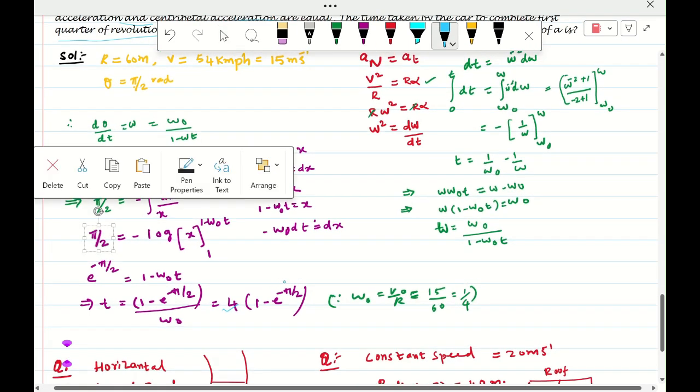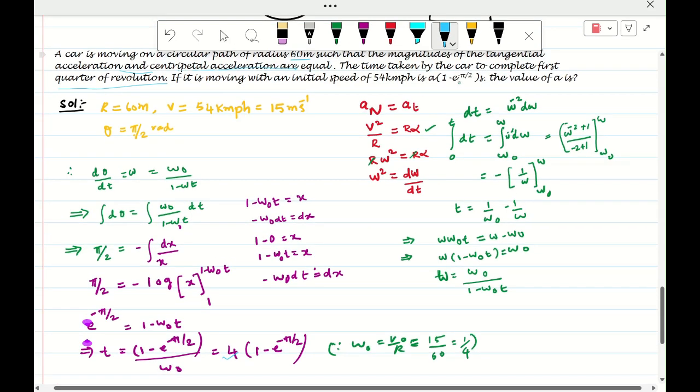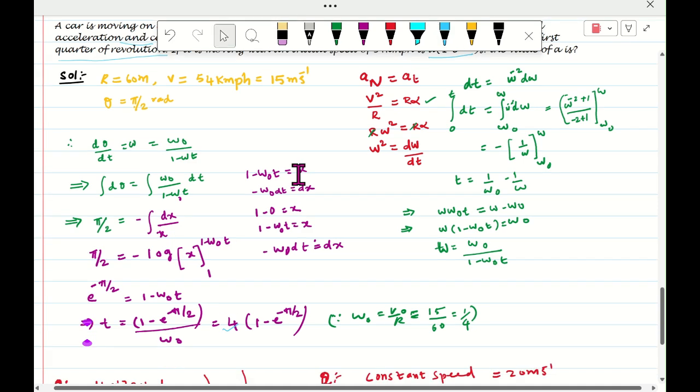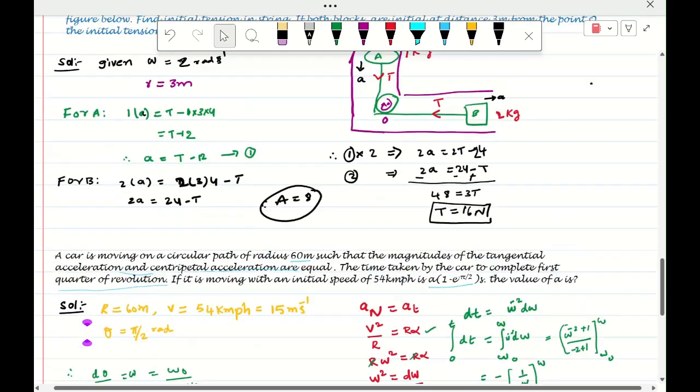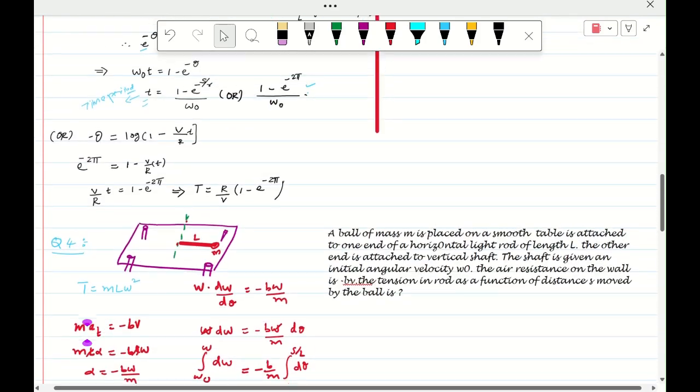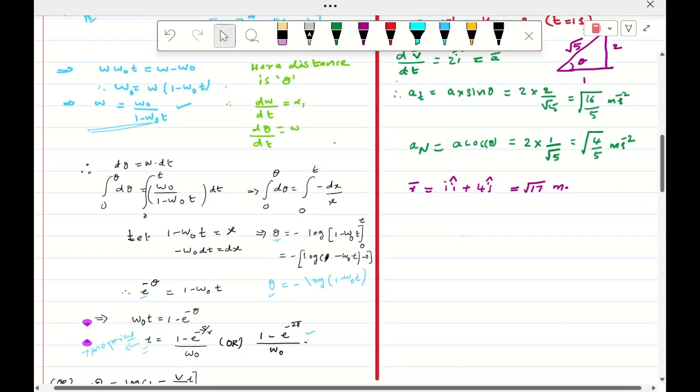So the answer is 4. Here it is given a into e power 1 minus 1 by e power 1 minus e power minus pi by 2. The a value is asked. So I find r by v into 1 minus e power pi by 2. So this is the answer. Like this, these models of problems they can ask on this topic when centripetal acceleration is equal to normal acceleration.